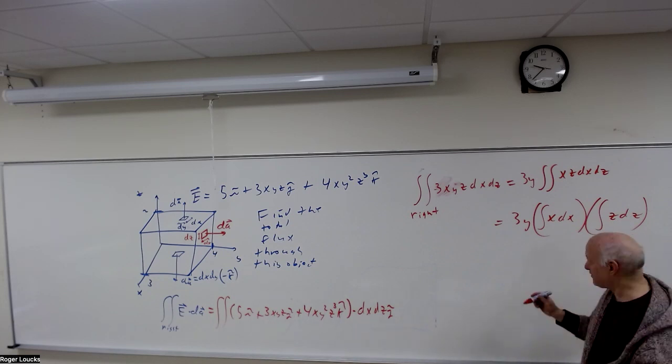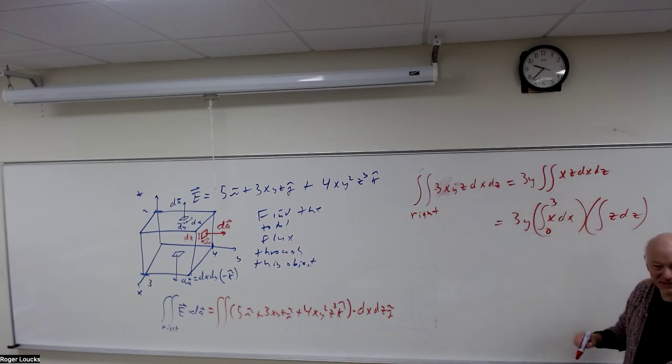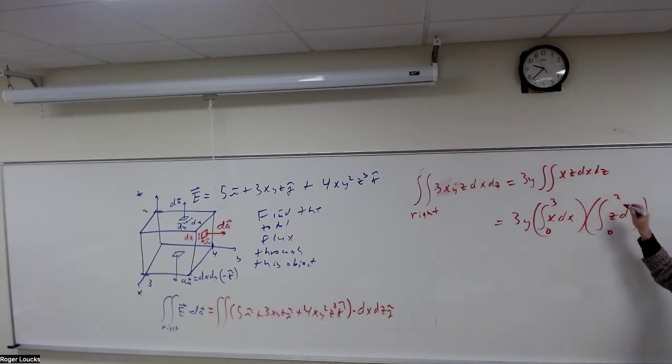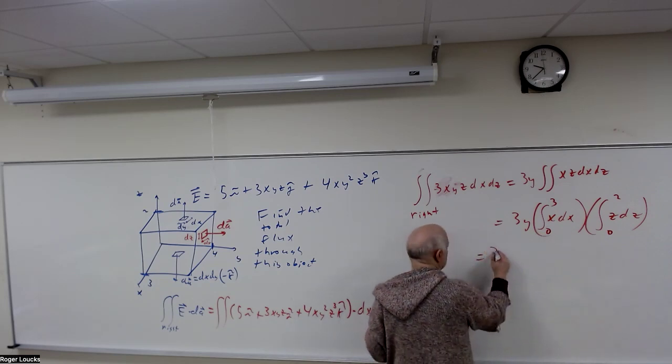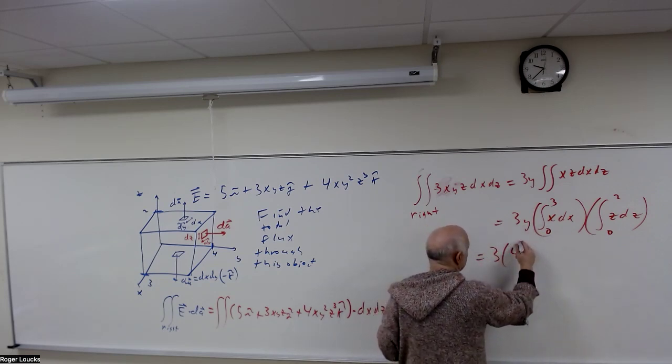0 to 3. And then z? 0 to 2. So what does this give me? This gives me 3. My value y is 4.